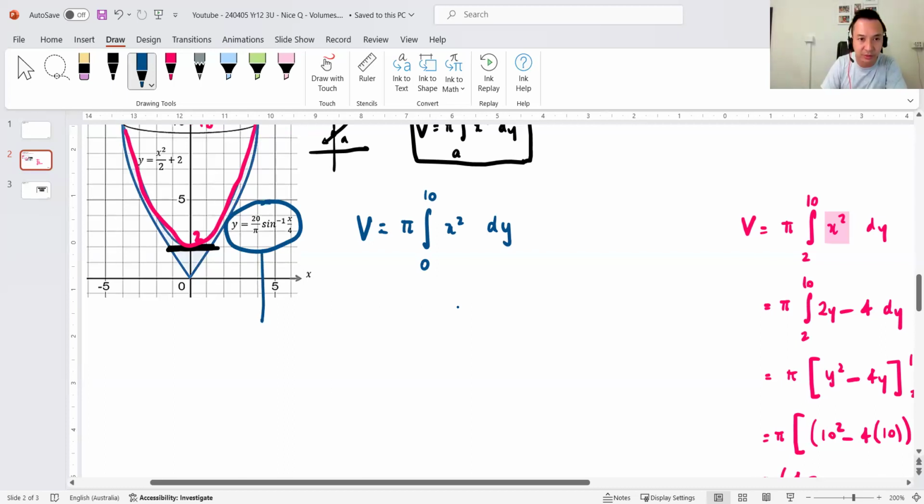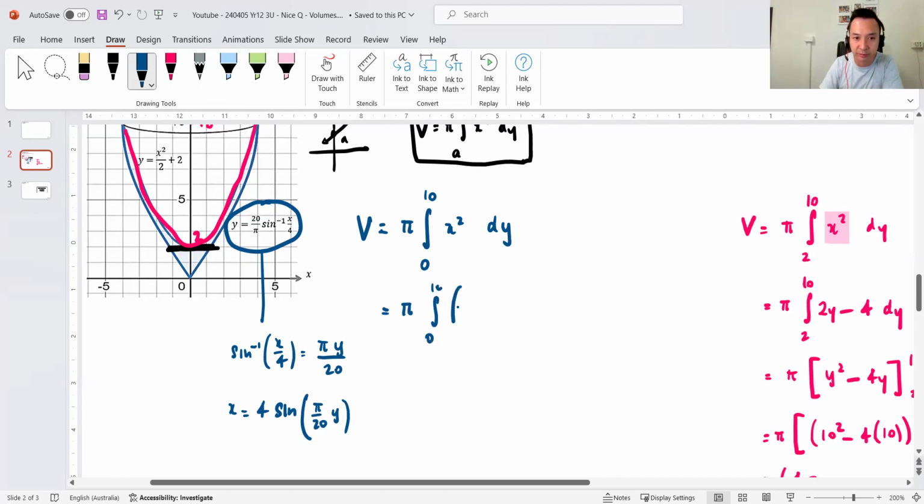So what do I do? I've got sine inverse of x on 4 equals pi times y on 20. And then x equals 4 times sine of pi on 20 y. Okay, cool. So that's what I sub in, right? So 0 to 10, 4 sine. It just looks nasty, but it's actually not that bad.